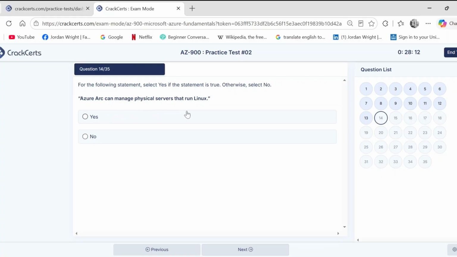Azure Arc can manage physical servers that run Linux. Of course they can. I think it's yes. That's the whole point of Azure Arc.